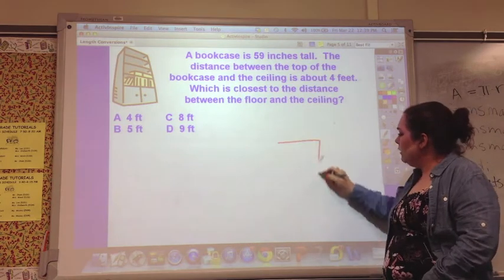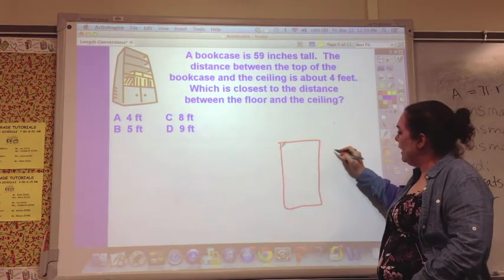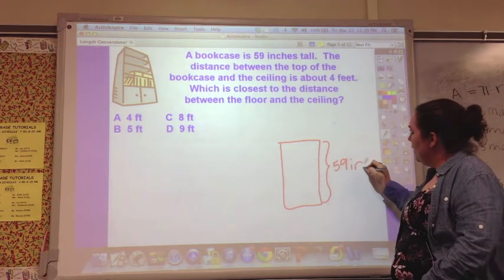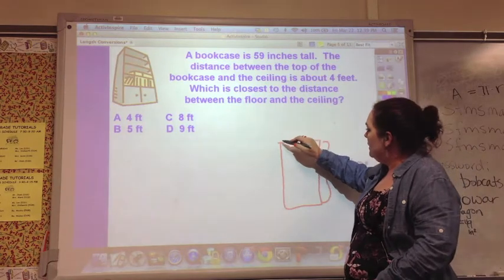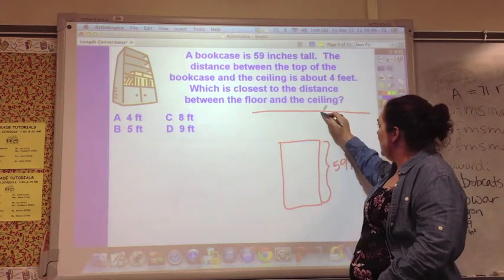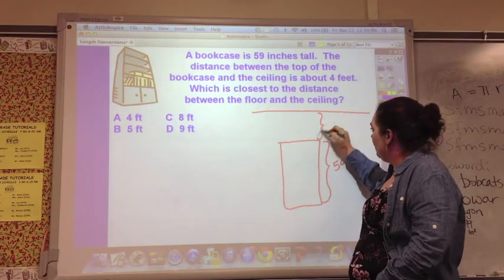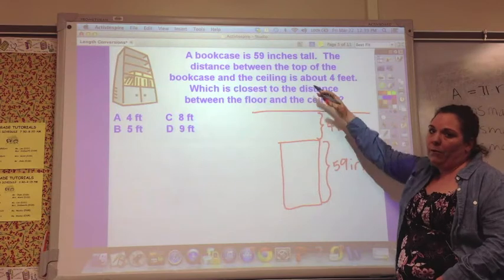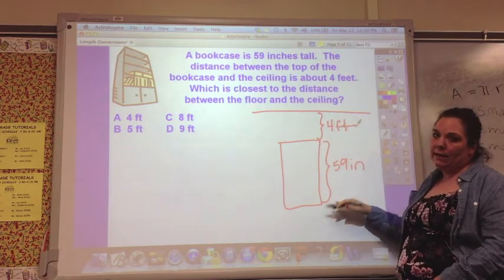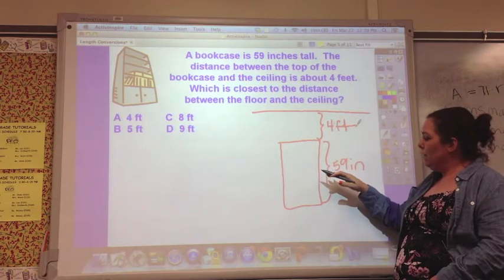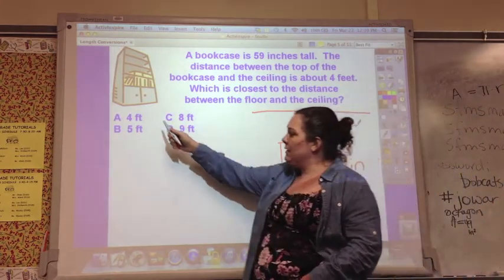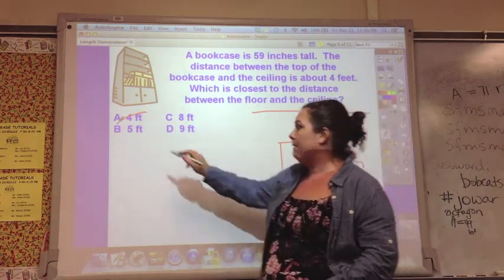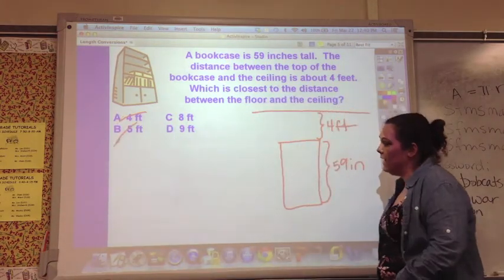So with this, I'm going to draw a picture. And here's the bookcase, and it is 59 inches tall. And then the distance before the ceiling is 4 feet tall. And I need to know the distance from the floor all the way up. So it's going to be 4 feet plus the inches turned to feet, because my answer is in feet. Well, it's not going to be 4, and I think that 59 inches is more than a foot, so it's somewhere between 8 and 9.